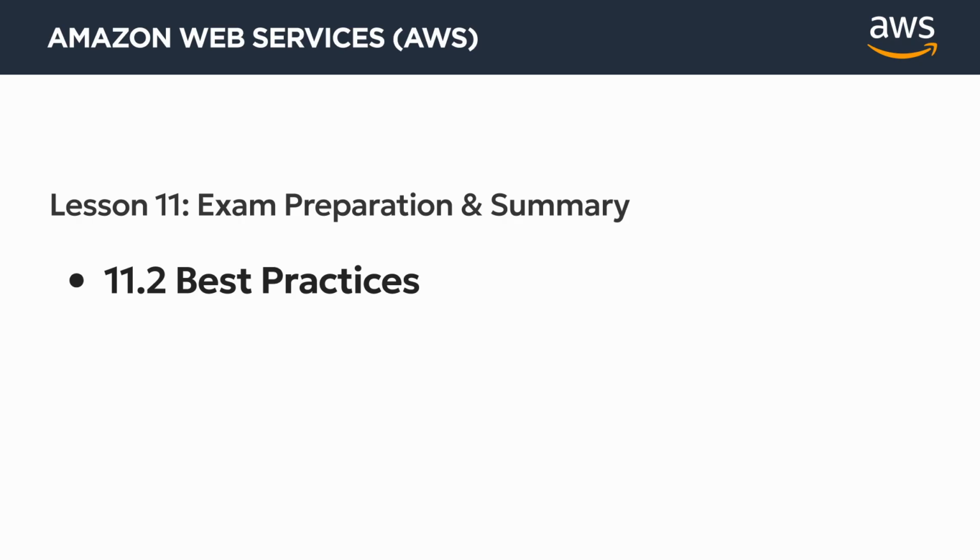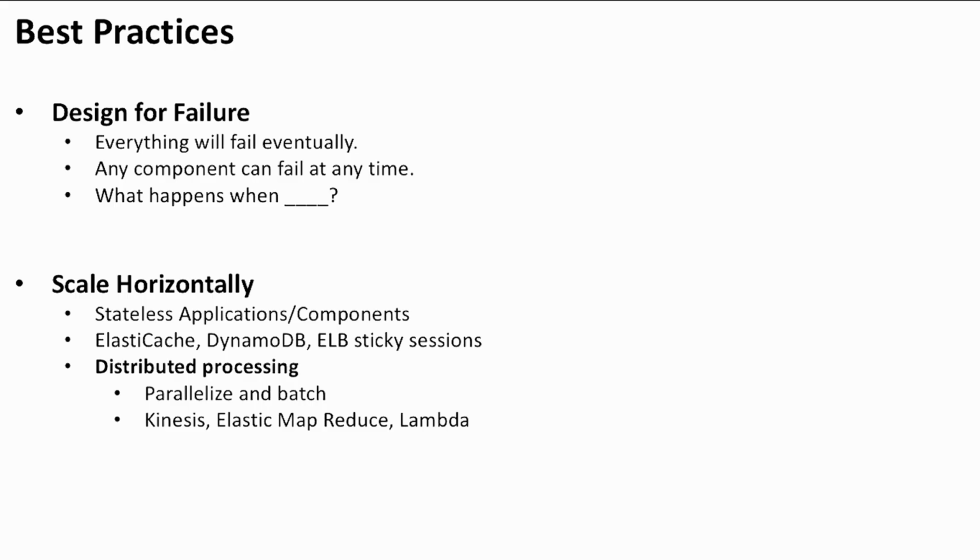Now let's talk about best practices within Amazon Web Services. The first best practice is to design for failure. Amazon's CTO, Dr. Werner Vogels, is famous for saying, everything fails all the time. Now, it's not necessarily true. Amazon has built a system that is incredibly resilient and incredibly durable. You've heard me say this many times over.